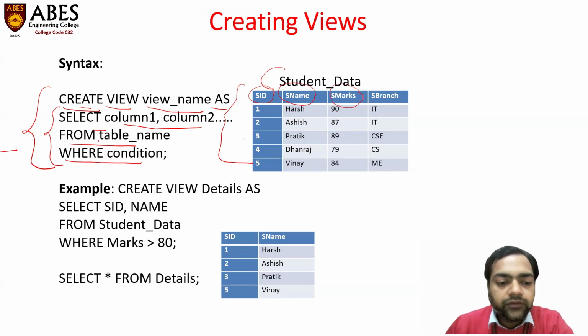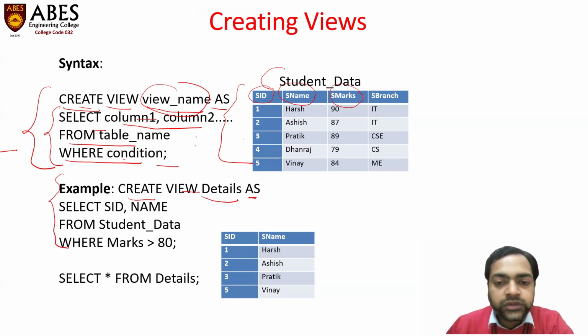So here we are creating a view. First we use the create command, then the view keyword, and then the view name, as we have already said that after create and view we provide the view name. Then the AS keyword is used before selecting the data from the database.